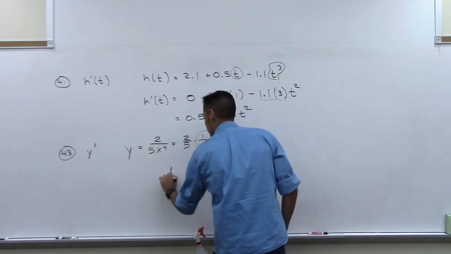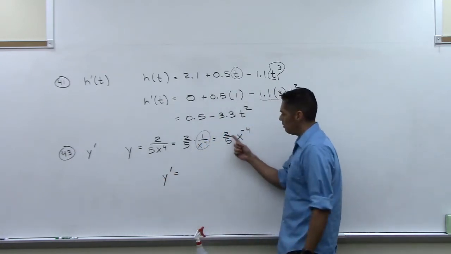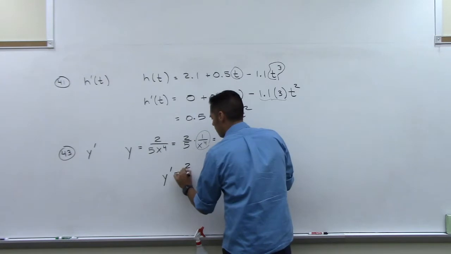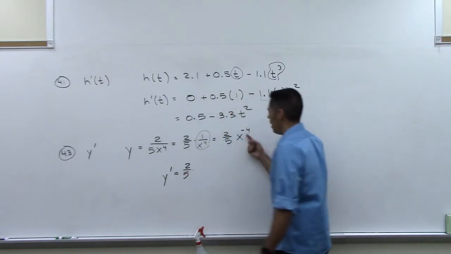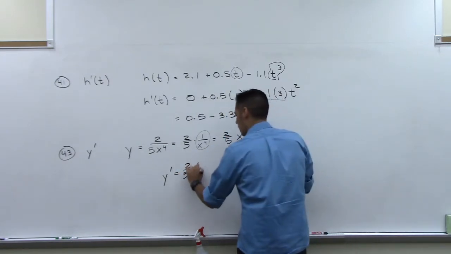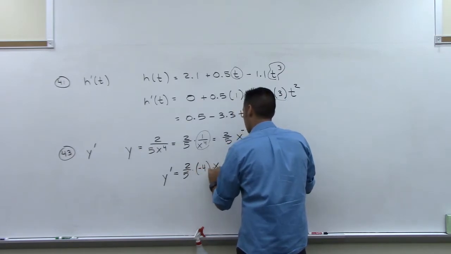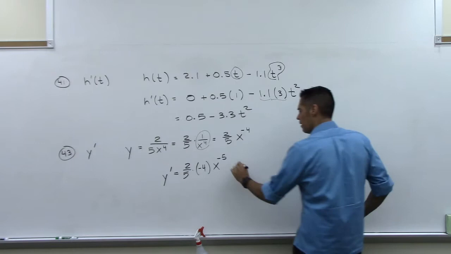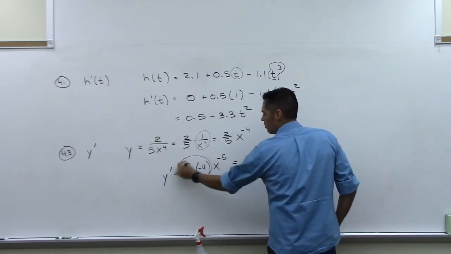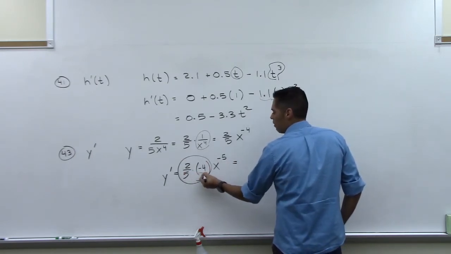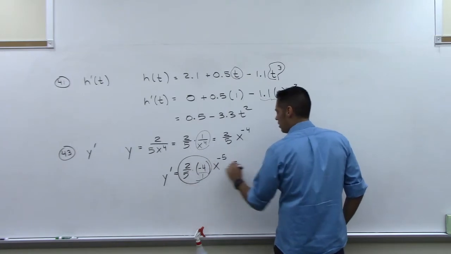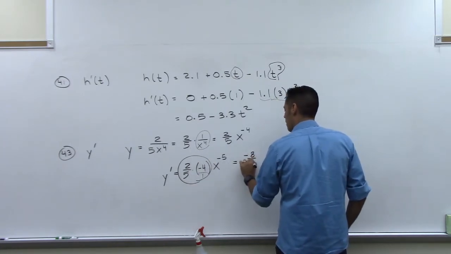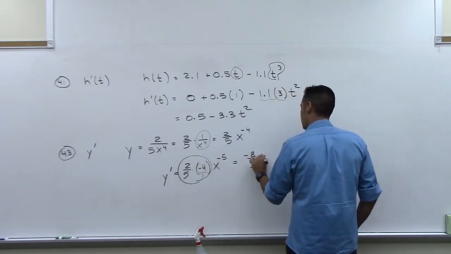So my derivative is going to be, well, the 2/5 comes for the ride. And then I bring the negative 4 out. X to the negative 5, because I subtract 1 from negative 4, I get negative 5. And now I'm going to multiply these two together. That's like a negative 4 over 1, so just straight across. You get negative 8 over 5, and then x to the negative 5.